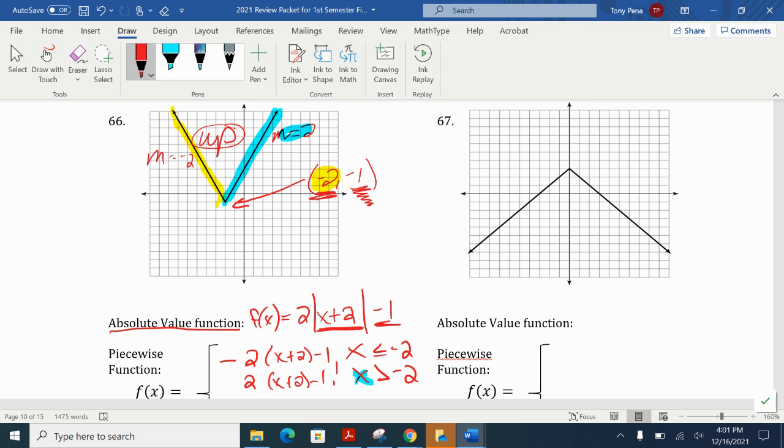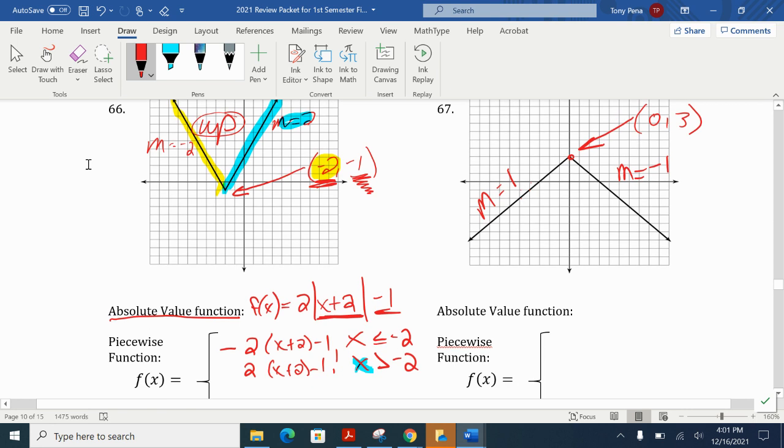All right, 67. Find our slopes. This one is up 1, right 1, up 1, right 1, up 1, right 1. So the slope on the left is positive. We do this one, down 1, right 1, down 1, right 1, and so on. So that's a -1. If I ask you to find that vertex, that is the point (0, 3). So that's all the information we would now need to know.